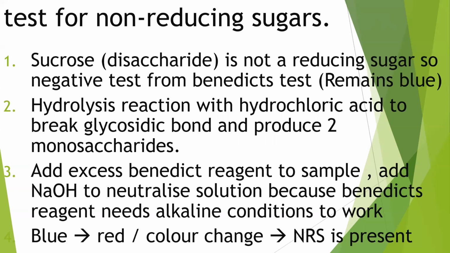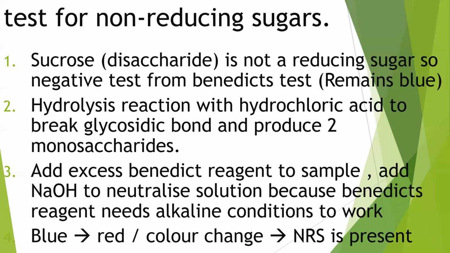So we know that we can test for reducing sugars, but we have not yet learned how to test for non-reducing sugars. As I just said, sucrose is a non-reducing sugar. So when you do Benedict's test, it will remain blue, which means there's no presence of reducing sugars. So how do we test for non-reducing sugar? It's a disaccharide in the first place, so you can do a hydrolysis reaction, which means you use HCl to break the glycosidic bond. And once you break the glycosidic bond, it will break into its two monosaccharides, right?